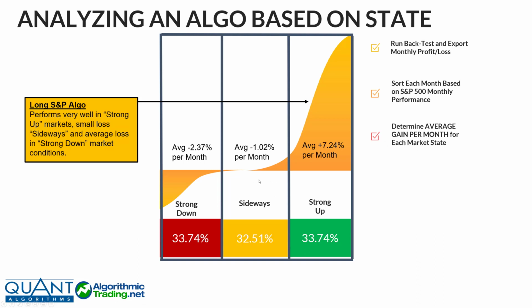So really what this is doing is telling me my long S&P algorithm should do really well in months where the S&P closes up 30 points or more. It'll lose a little bit on average in these sideways conditions, and it'll lose a little bit more, but still not a ton in these strong down conditions.